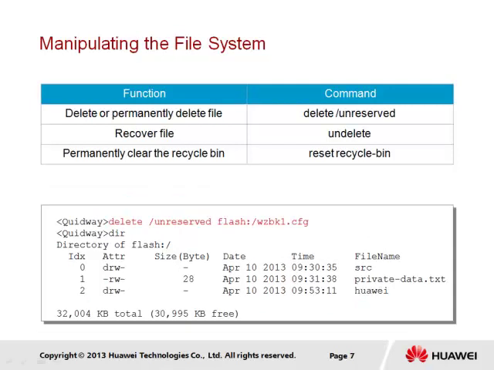In terms of file deletion, there are a number of commands that support this operation, as we show here. The delete command is used to effectively erase a file from the file system. However, the process will in fact transfer the file to a recycle bin from where deleted files can be retrieved if necessary. The command that is used to retrieve a file that's been deleted from the recycle bin is the undelete command. If it is wished that the file be permanently deleted, the delete command together with the unreserved parameter should be used. A file in the recycle bin can also be permanently deleted using the reset recycle bin command.